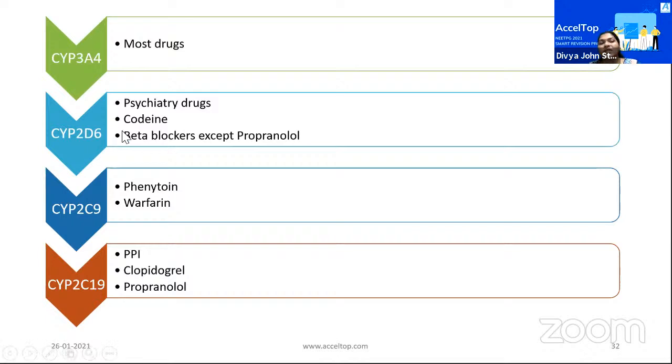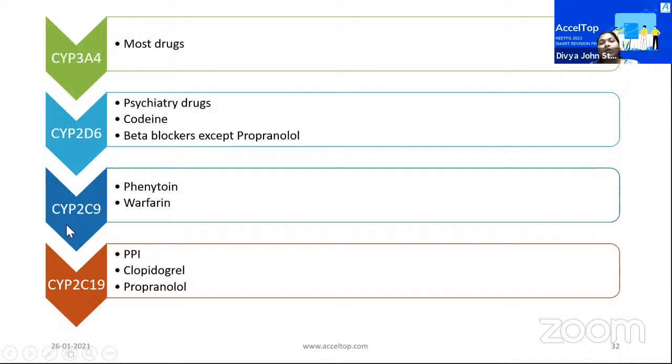Next you have CYP2D6, the next important cytochrome or microsomal enzyme. It is involved in the metabolism of most of the psychiatry or CNS drugs, codeine and beta blockers except propranolol. This might be one of the question threads for your exam: which beta blocker is not metabolized by CYP2D6? The answer would be propranolol. And codeine sensitivity of a patient might be determined by which cytochrome isoenzyme, then you will have to write CYP2D6.